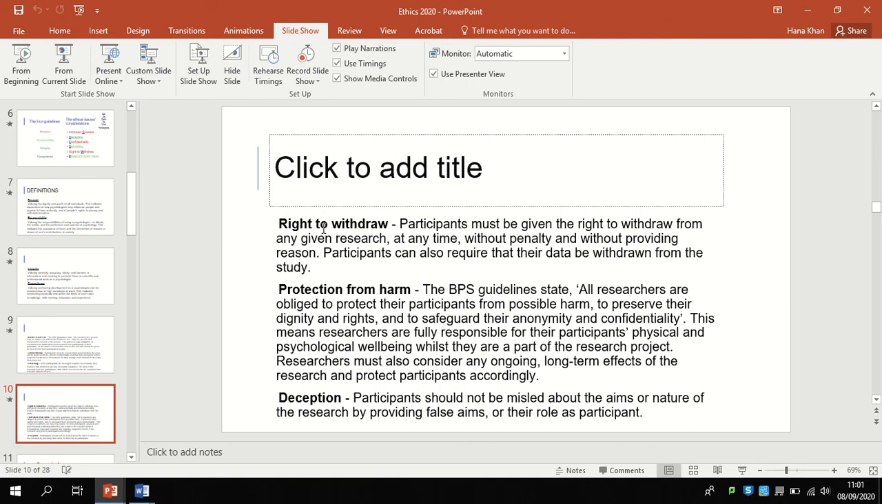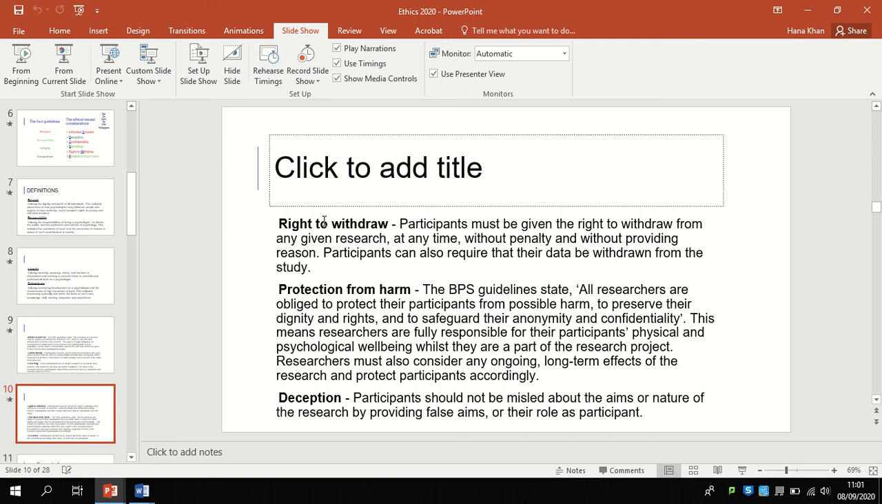And the last one is deception. So that's participants should not be misled about the aims or the nature of the research by providing false aims or their role as a participant. So basically, when you do a study, you can't kind of lie to your participants. Deception usually happens quite a bit in psychological studies, and that's because researchers try to deceive their participants, because if the participant finds out the aim of the study, they're not going to show truthful behaviour, or they may kind of help or hinder the researcher and show demand characteristics.